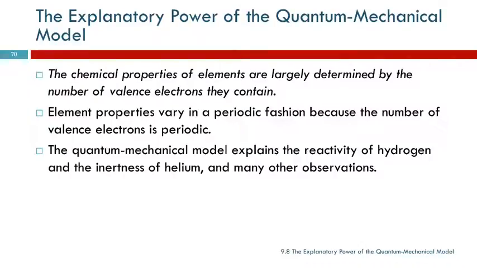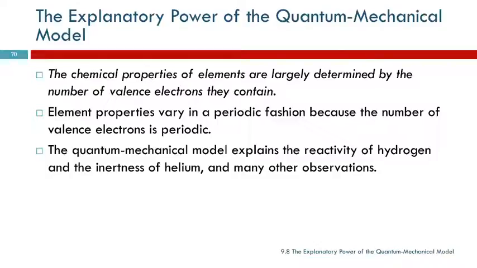So I like this section because now we get to why the heck did we tell you about all that stuff? Why do you need to know that? Well, it turns out this quantum mechanical model helps to explain a lot of the things that we observe about atoms and elements and how they react with each other. The chemical properties of the different elements are largely determined by the number of valence electrons that they have. This explains the periodic law.